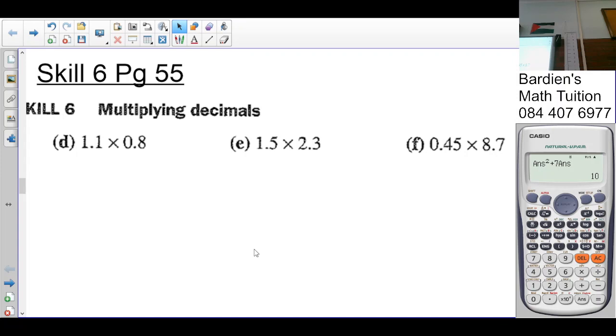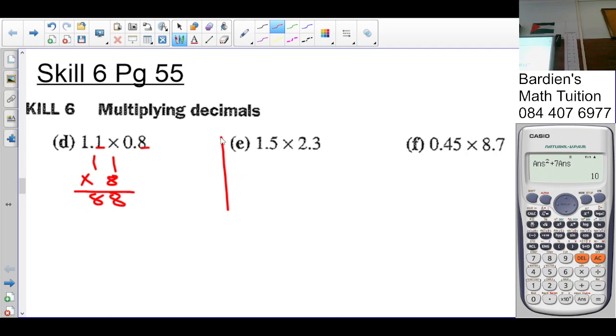Let's look at D. It's 11 times 8, not so? So it's going to be 88. So now you see how many digits after the comma here? 1, and here's 1. In total it's 2. So there must be 2 digits after the comma. Here's 1, 2. So the comma lies there. So what must happen here? 0. Who got that one right? Right, nice.